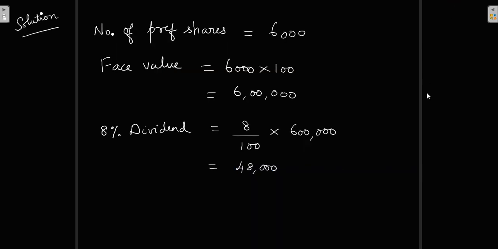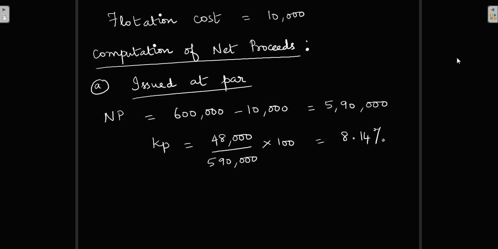So the number of preference shares given is 6,000. Face value will be 6,000 into 100 rupees, so 6 lakhs. They said 8% dividend, so 8% on 6 lakhs will give you 48,000. The flotation cost is 10,000.